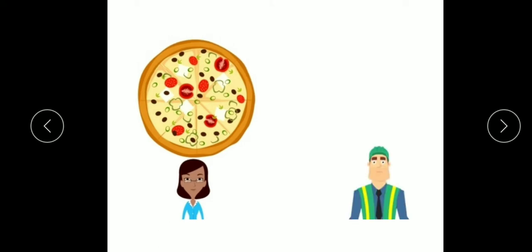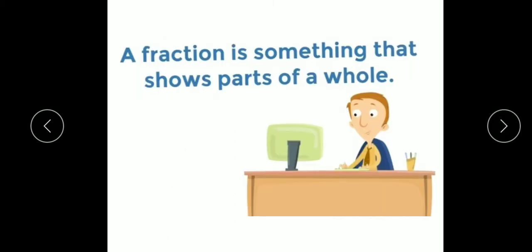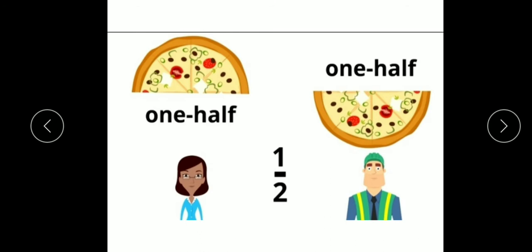But then her friend Sham came and he is so hungry. So Sandy splits the pizza in half. She divides the pizza in two equal parts and each of them gets one half of the pizza. So children, remember a fraction is something that shows parts of a whole. So each of them gets one half.